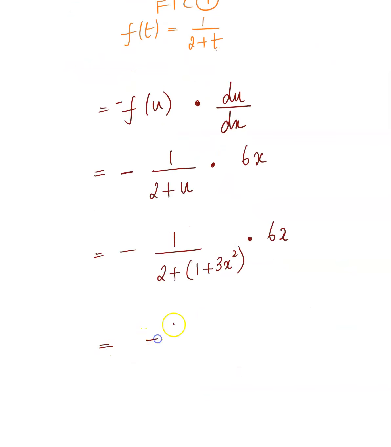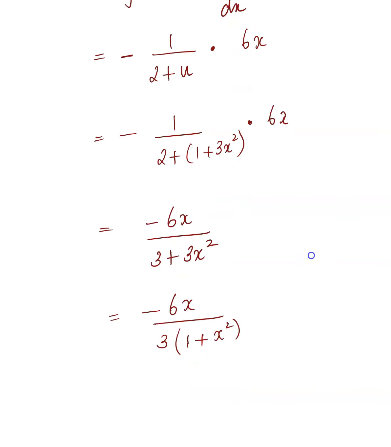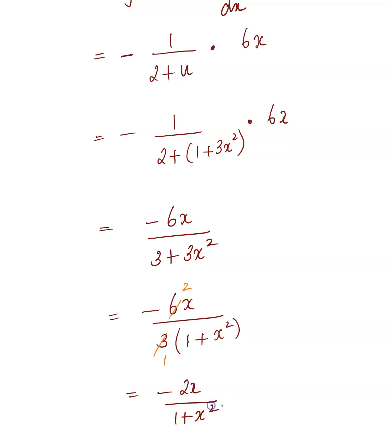Clean that up. That's negative 6x on the top, over 2 plus 1, 3, so 3 plus 3x squared. You can factor out a 3 in the bottom. Don't just cancel them as they are. You always have to factor out, because you can only cancel if they were in the product format. And so that will give you 2 there, which in turn is negative 2x over 1 plus x squared. This is your dy over dx using the Fundamental Theorem of Calculus.